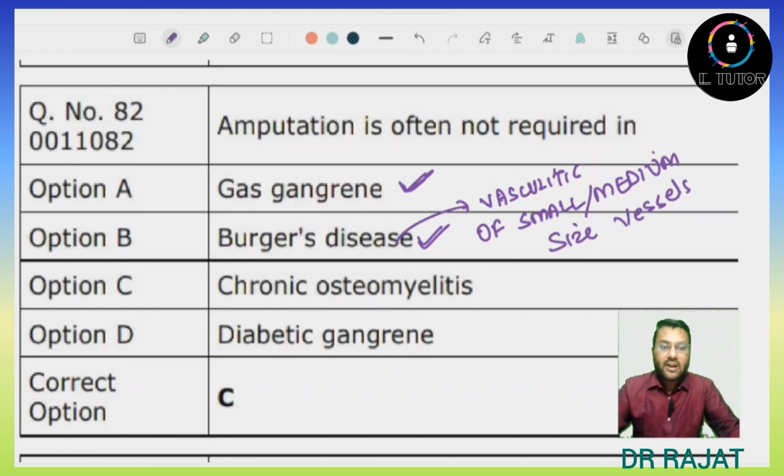Then in chronic osteomyelitis generally we do not require amputation. We will treat it by debridement of the tissue and giving the antibiotics. Diabetic gangrene, yes, in diabetic gangrene in the advanced cases we may require amputation. So this is also true. So answer here will be option number C, which is chronic osteomyelitis, which generally do not require amputation.